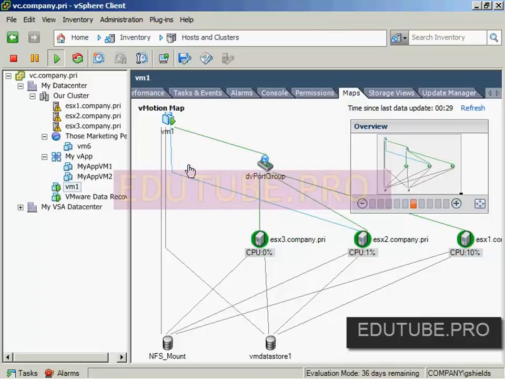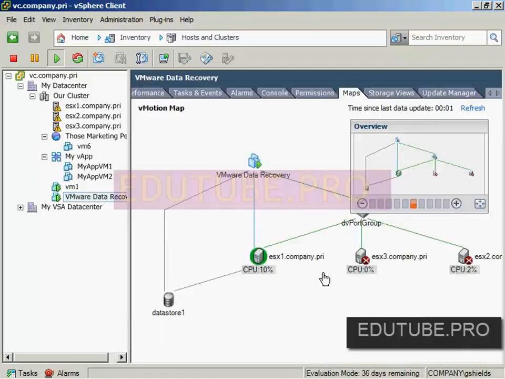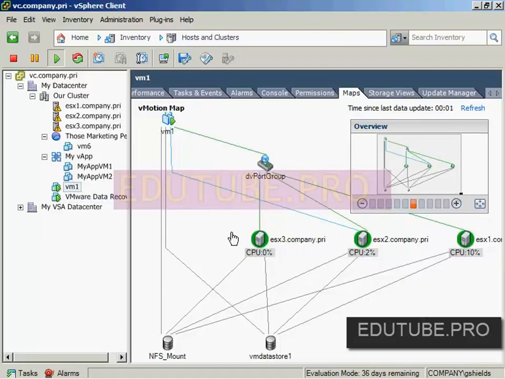Now you'll see VM1 here is currently on esx2.company.pri because I've got this nice blue linkage here. And I've got the VMware Data Recovery Appliance. If I take a look at its map, it's over here connecting to something else, esx1.company.pri. So these provide a nice capability for you to identify where your hosts are as well as where they could potentially be when you're looking at all the different virtual machines and all the different hosts in your environment.